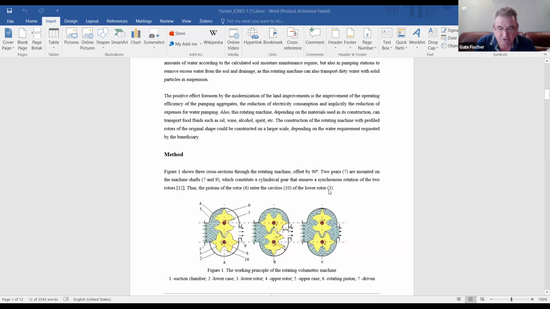Also, this rotating machine, depending on the material used in its construction, can transport food fluids such as oil, wine, alcohol, spirit, etc. The construction of the rotating machine with profiled rotors of the original shape could be constructed on a larger scale depending on the water requirement requested by the beneficiary.